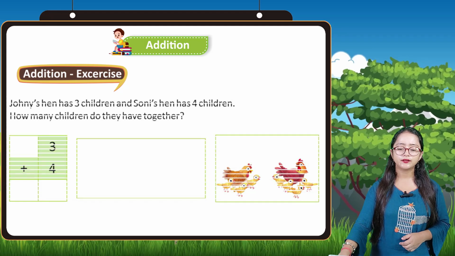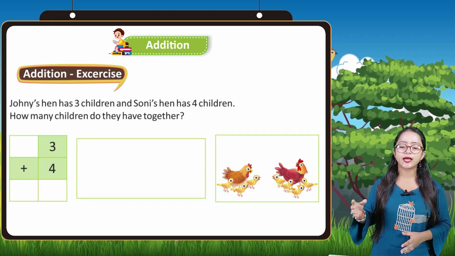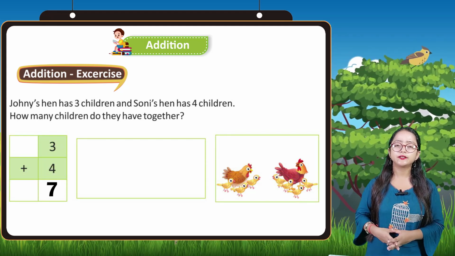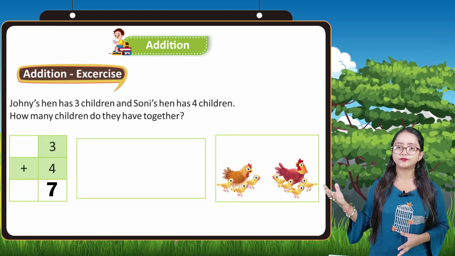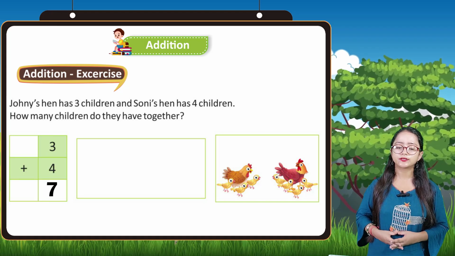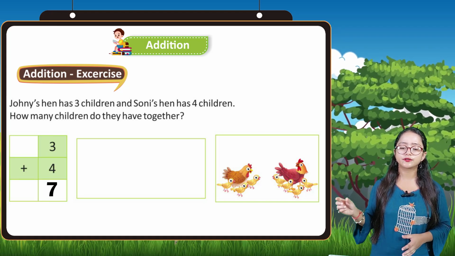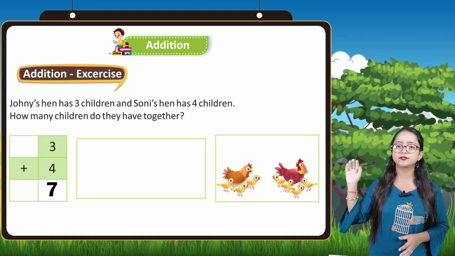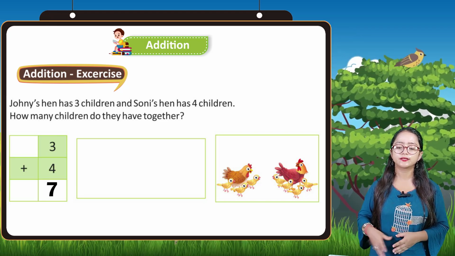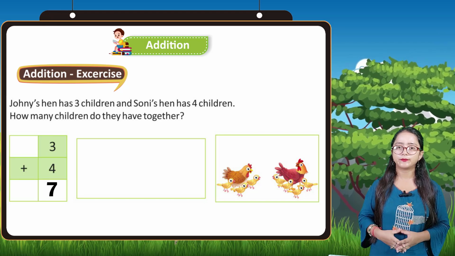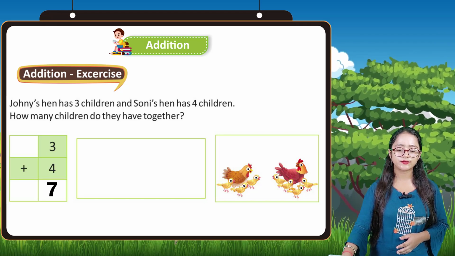Okay. Now the next question, Johnny's hen has 3 children and Sony's hen has 4 children. How many children do they have together? First you have to write down the statement. Number of children of Johnny's hen is 3. Number of children of Sony's hen is 4. Total number of children is 3 plus 4. That means 7. So you have to write down 7 here.